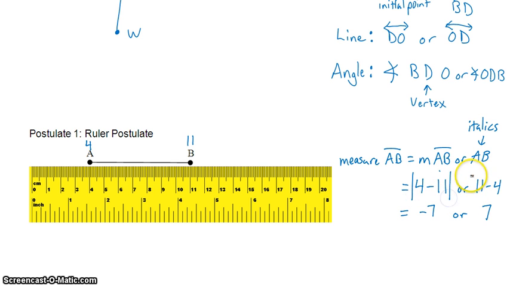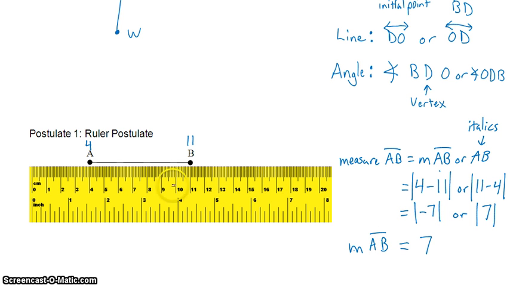Length is always positive, so how do I make this negative number positive and keep this positive number positive? The answer is absolute value. In order to find the length of a line segment with a ruler, I subtract the two endpoints and take the absolute value of that answer. That way, whether I get a negative number or a positive number, I'm going to always get a positive length.